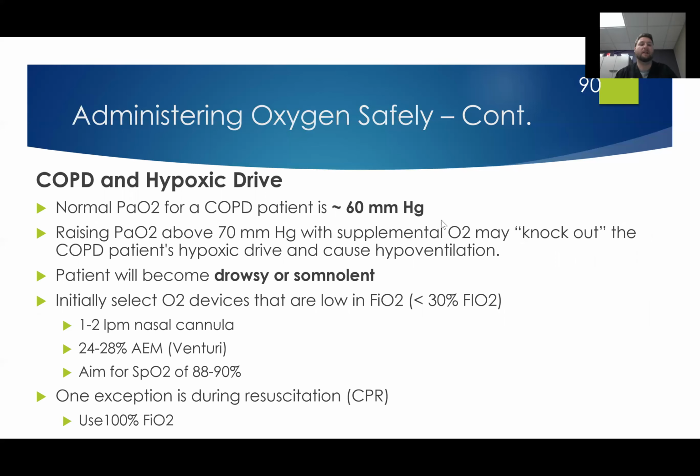Okay, so in this slide, I want to talk to you about COPD and hypoxic drive. So the normal PaO2 for a COPD patient is 60. A normal PaO2 for a normal person is 80 to 100. This is important because 60 is where we want to keep the PaO2 for a COPD patient. We don't really want to go much higher than 60. We don't want to aim for 80. We don't want to aim for anything above 80 for sure. We want to keep it in the 60 range.